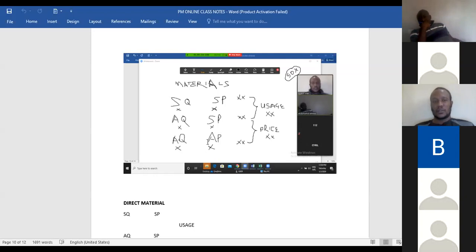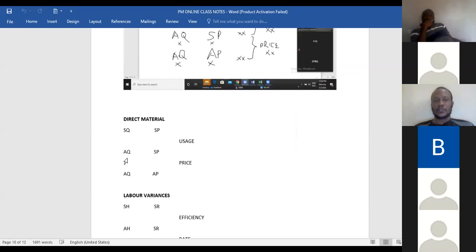Okay, so we look at direct material. So for direct material variance, like we said, standard quantity, standard price; actual quantity, standard price; actual quantity, actual price. Difference between top and bottom is usage in this case. So if top is greater than bottom, it means that we have a favorable variance. So we're just doing top minus bottom. If it is positive, then it's favorable. If it is negative, then it is adverse.